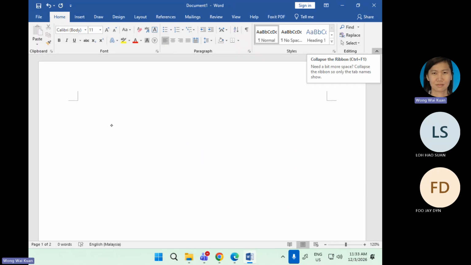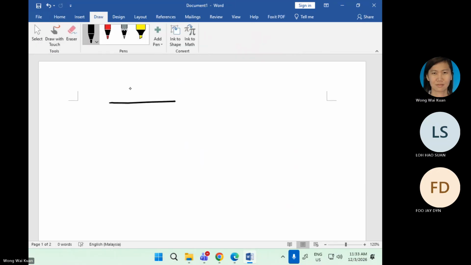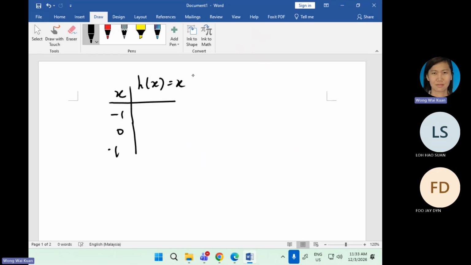Okay, now, if X is -1, 0, and 1, now my h(X) is X times 3 minus X. So when X is -1, what is this value?